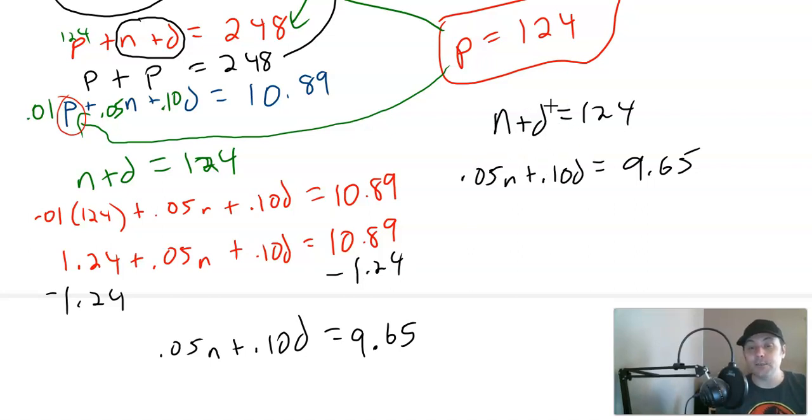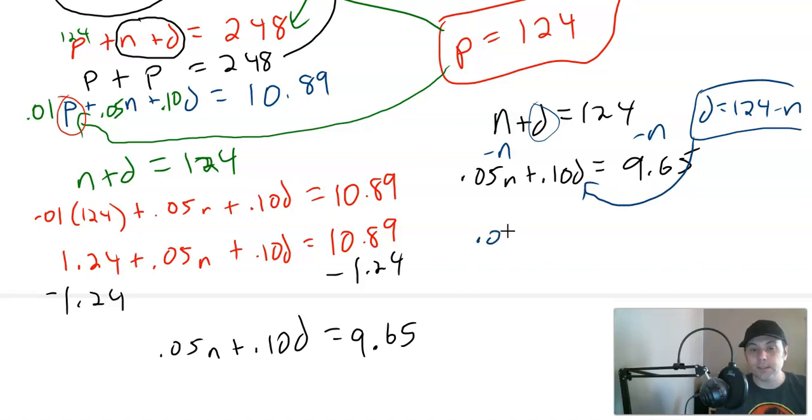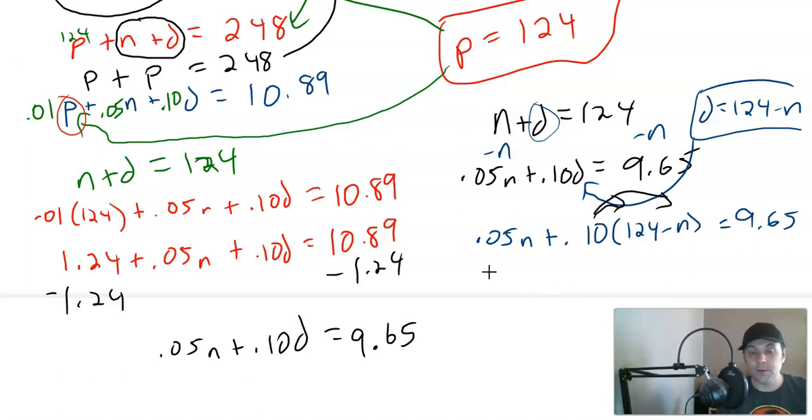So I'll solve the top equation for D. It doesn't matter which one you pick. I'm just going to solve for D. Subtract N to the other side. So we'll get D is equal to 124 minus N. And then I will substitute that into the bottom equation. So we get 0.05N plus 0.10. In place of D, we have 124 minus N equals $9.65. Distribute the 0.10 to the parentheses. So we get 0.05N plus, this will be 12.4 when I multiply these two numbers together, minus 0.10N equals 9.65.